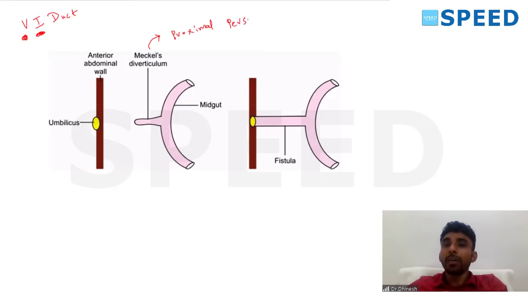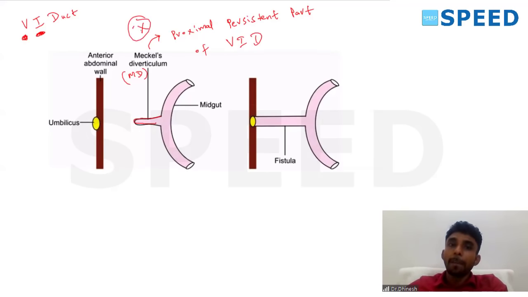of the vitellointestinal duct is persisting, what is that congenital anomaly called? Yes, it is called Meckel's diverticulum, MD. Meckel's diverticulum is due to proximal persistence of the vitellointestinal duct. Actually this is the most common congenital anomaly of the GIT. Fine. And actually this particular part of the midgut is ileum.